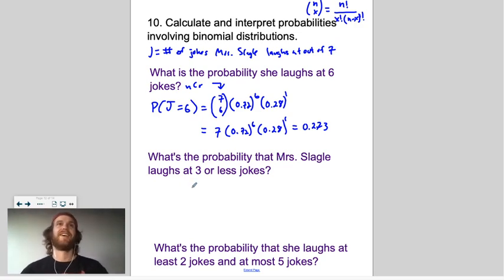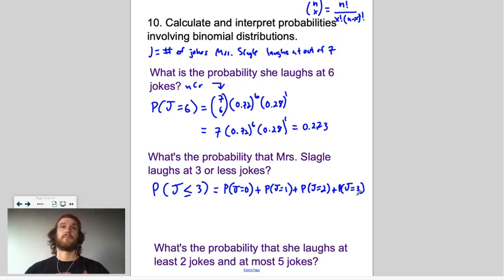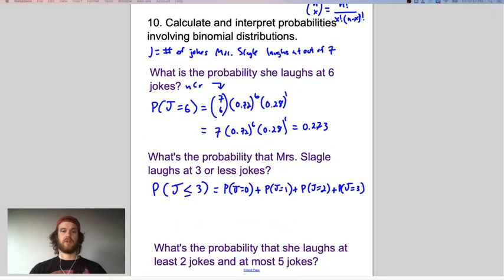Quit giggling. What's the probability that Miss Lego laughs at 3 or less jokes? So that's going to be the probability that J is less than or equal to 3, and so that would be equal to the probability of J equals 0. It is possible that I miss 7 times in a row and none of my jokes land. So it's the probability that none of my jokes land plus the probability that one of my jokes makes her laugh plus the probability that 2 of my jokes make her laugh plus the probability that 3 of my jokes make her laugh. Okay, so you would have to do this process 4 times and then add all those probabilities together. And you can do that, but it turns out there's an easier way because that's just much too long, okay?